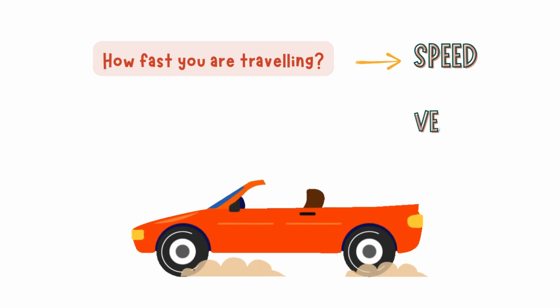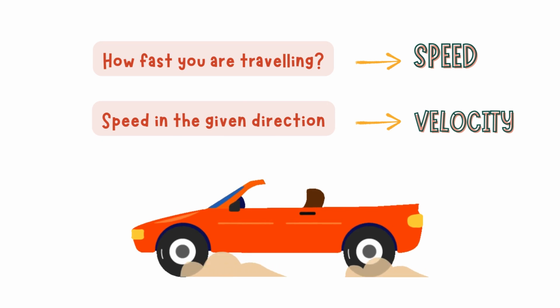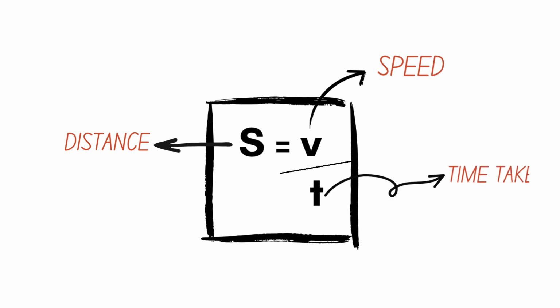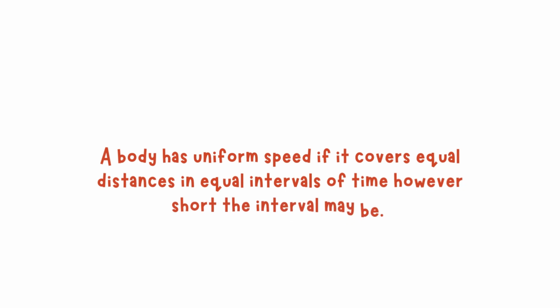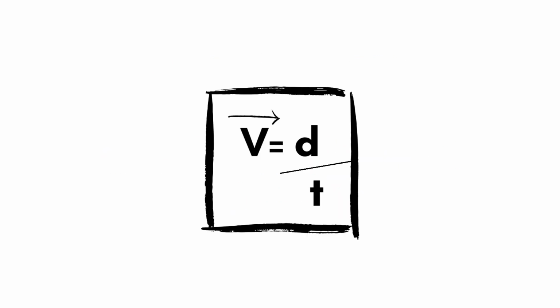On the other hand, velocity tells us not only the speed of a body but also the direction along which the body is moving. Speed is measured by the distance covered by the object and time taken by it. Here s is the distance covered by the object, v is its speed and t is the time taken by it. In this equation v is the average speed of a body during time t. It is because the speed of the body may be changing during the time interval t. If the speed of a body does not vary and has the same value, then the body is said to possess uniform speed.